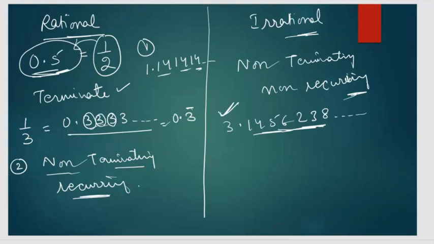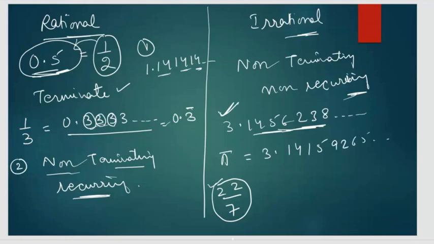Some students have major confusion about pi, and say the value of pi is 22 by 7. So let me tell you, actually 22 by 7 is not the value of pi. This is the approximate value, because the exact value of pi is 3.14159265 up to so on. As you can see here, the numbers are non-reoccurring and non-terminating. So pi is an irrational number, right?